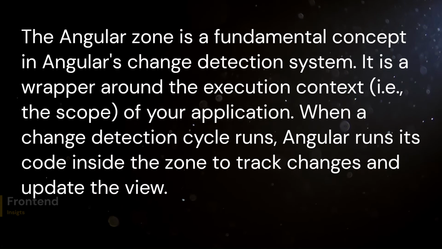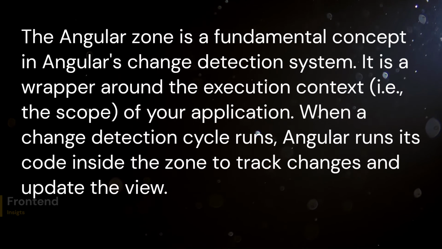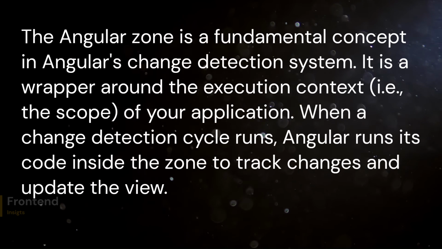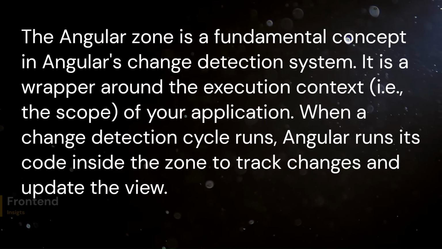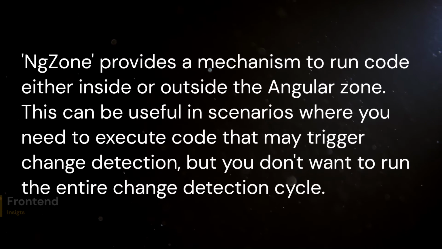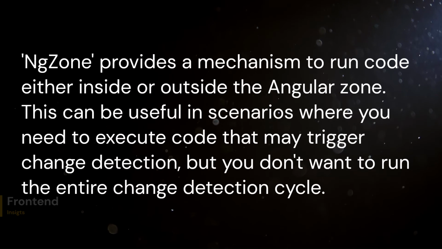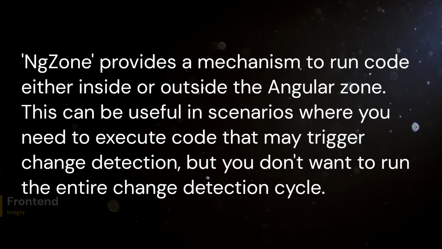It is a wrapper around the execution context, i.e., the scope, of your application. When a change detection cycle runs, Angular runs its code inside the zone to track changes and update the view. ngZone provides a mechanism to run code either inside or outside the Angular zone. This can be useful in scenarios where you need to execute code that may trigger change detection, but you don't want to run the entire change detection cycle.